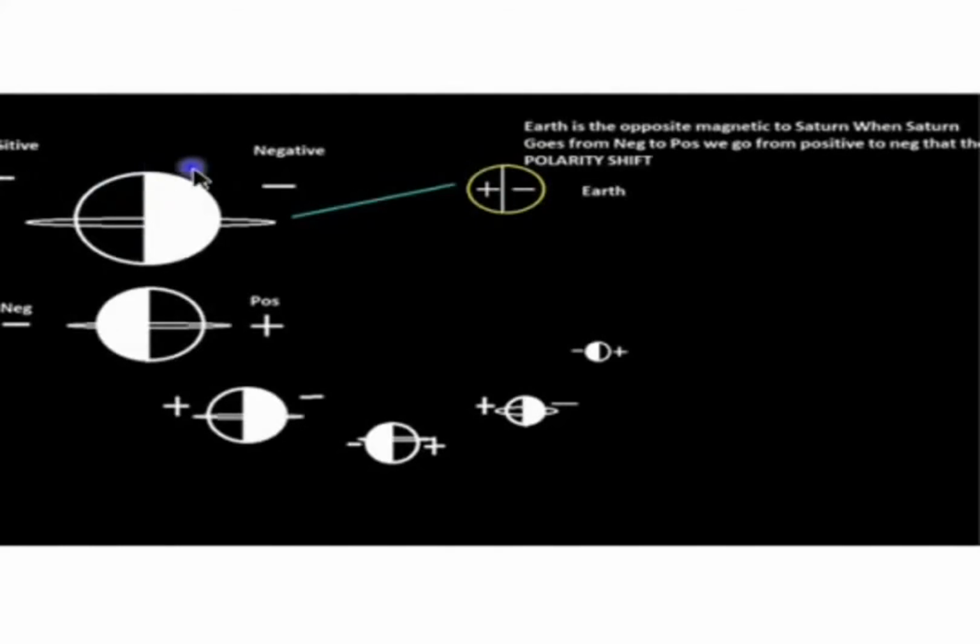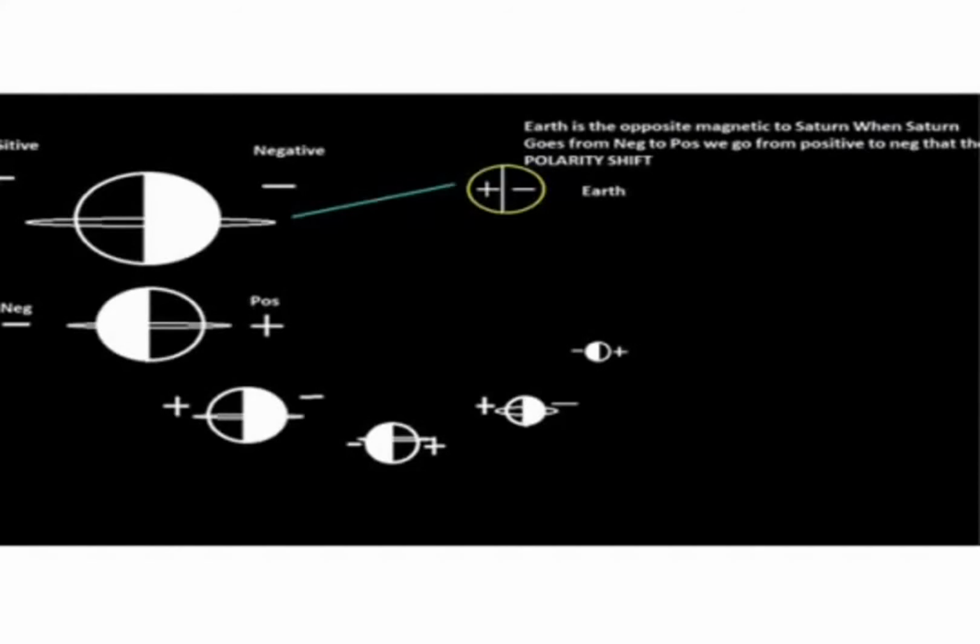So when this is positive and negative, this is positive and negative over here, and then this would flip. The Earth would be negative here, positive here, negative here, and it just keeps going, just like a serpent. So this is what we're talking about.